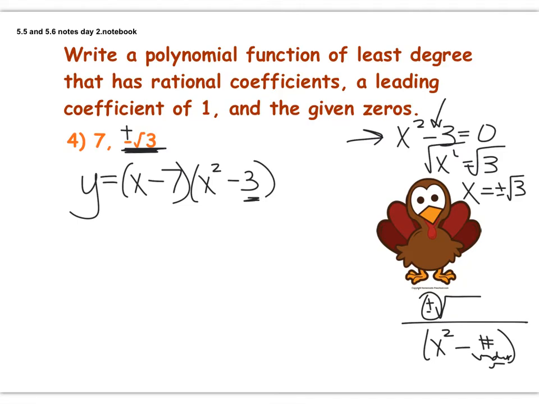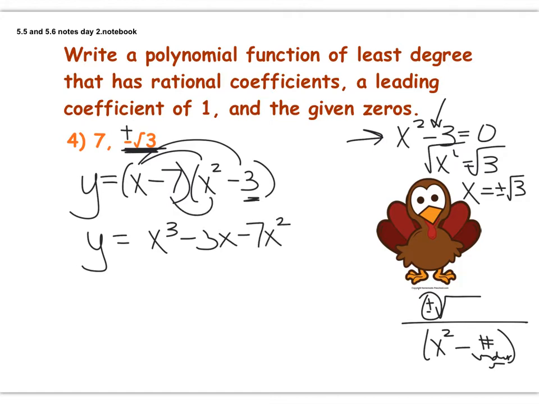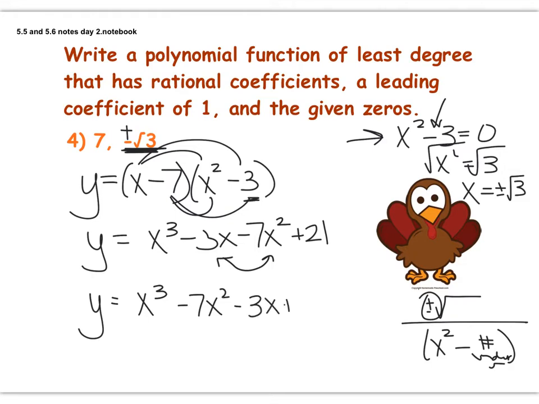All right, so let's go ahead and multiply this thing together. We will get x cubed minus 3x minus 7x squared plus 21. I don't see any like terms, but again, it's not quite in the right order, so we'll just rewrite. So we get x cubed minus 7x squared minus 3x plus 21. And we're good.